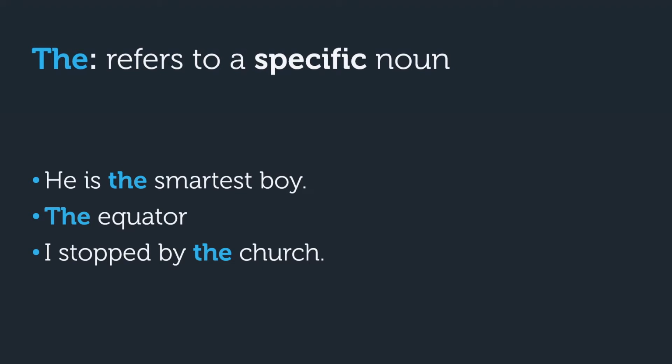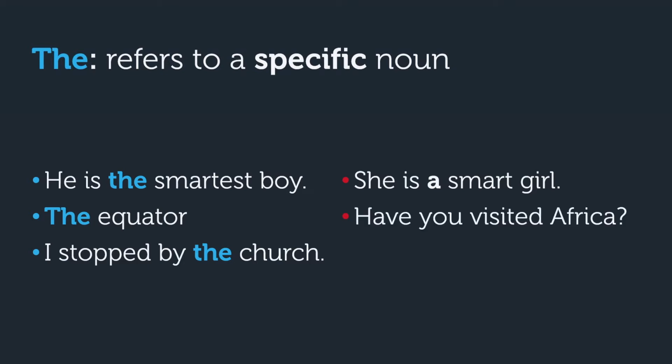The problem is that there's all these seemingly random rules and exceptions. Not to mention there's another article used to refer to non-specific nouns. "She is a smart girl" because there are many smart girls. She's just one of them. We say, "Have you visited Africa?" Because even though Africa is a specific country, we typically don't use "the" with most countries.